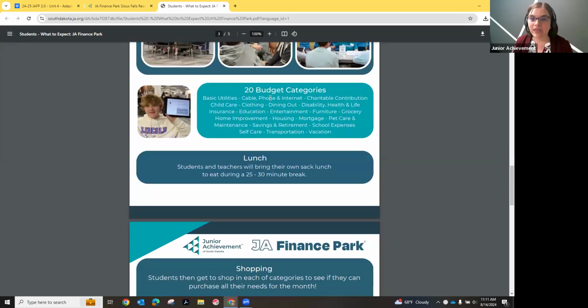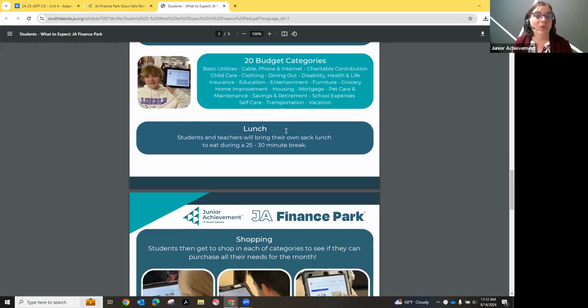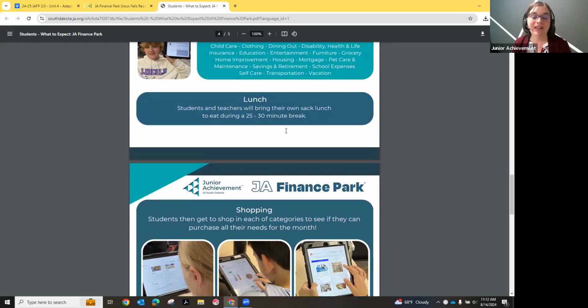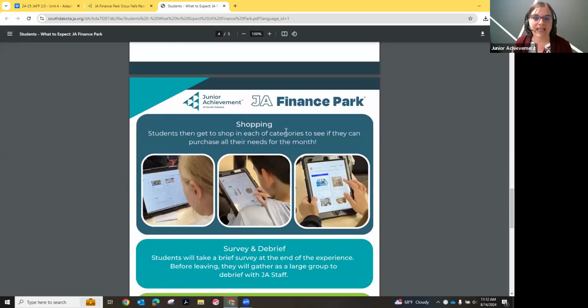You can note here, if you want, that these are the 20 different budget categories, main topics that they're going to be setting for throughout the day and hearing from throughout the day as well. There will be a lunch, and so a lunch break, I should say. So all students, volunteers, and teachers need to bring in a sack lunch, but there will be a time where we pause to be able to eat before we finish out our day together.